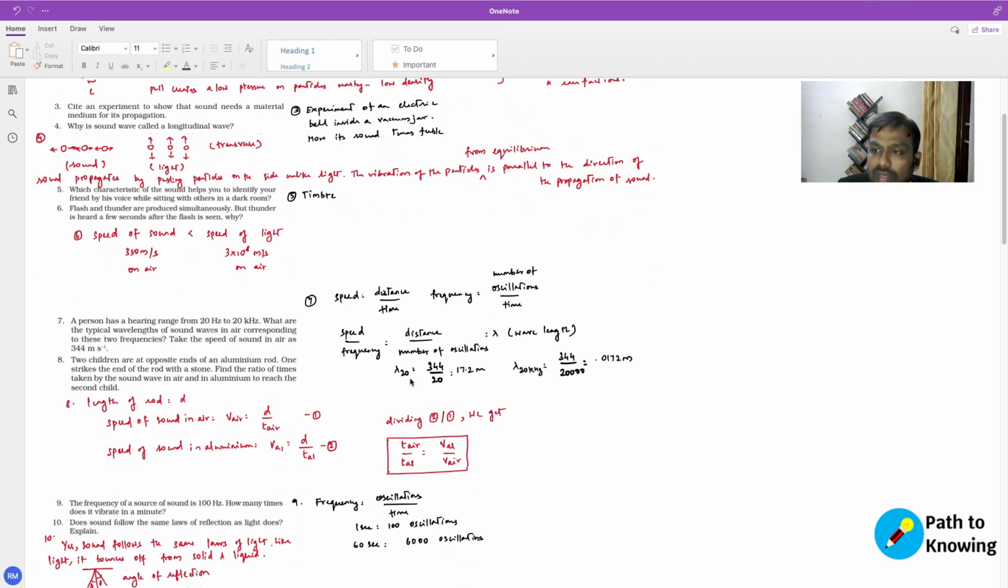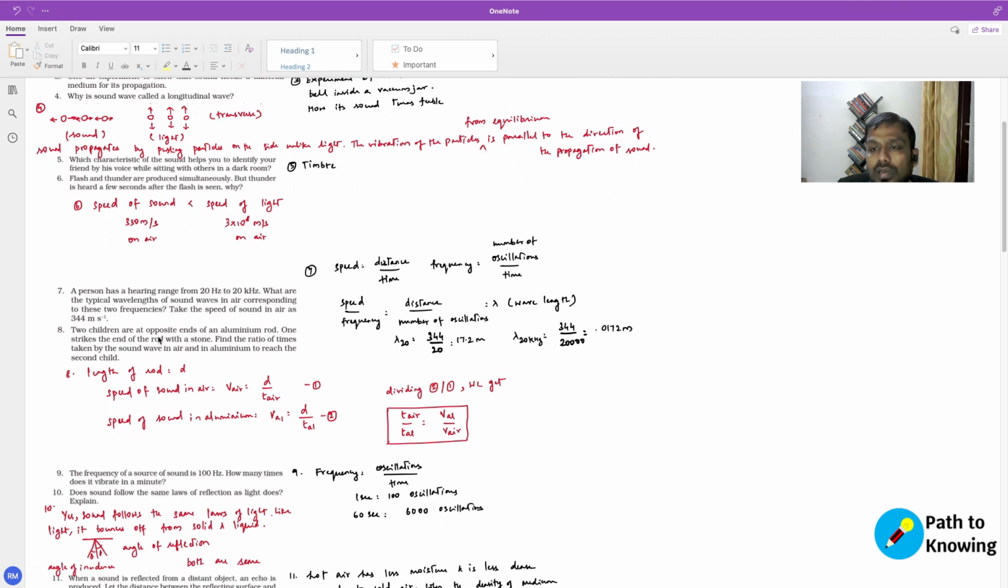So the wavelength at 20 Hz is going to be 344, which is the speed, over 20, which is 17.2 meters. And the wavelength at 20 kilohertz is going to be, once again, speed over frequency, which is 344 by 20,000 Hz, which is 0.0172 meters.